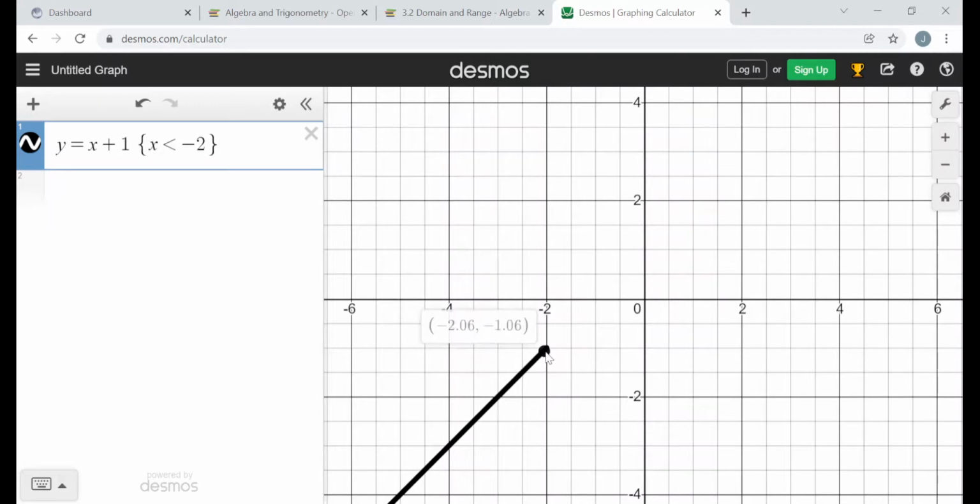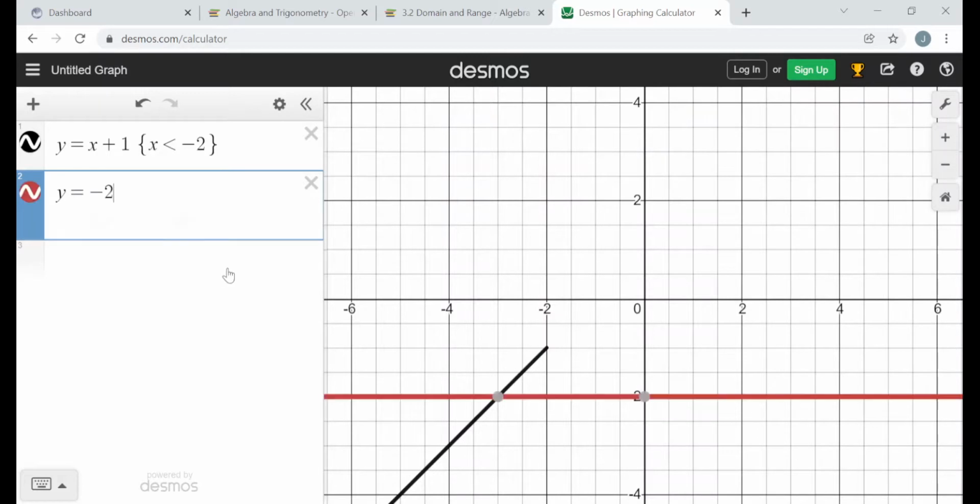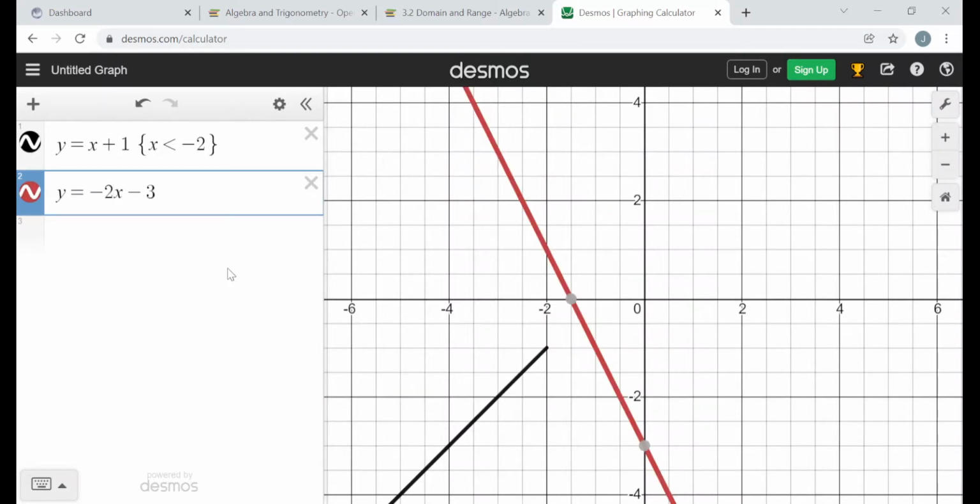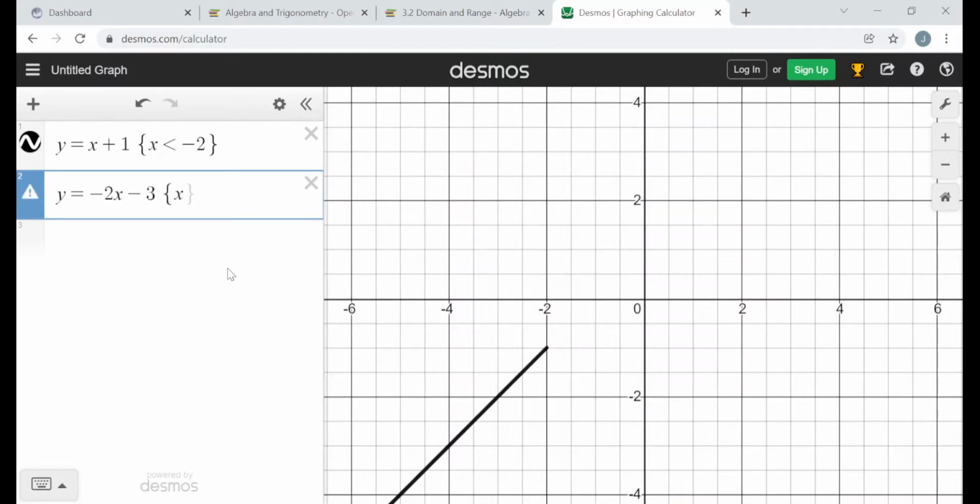Now notice again the hole here at negative 2, negative 1. There's negative 2 comma undefined. It's not there. But then the rest of the points are solid because they actually belong. Then the second piece, y equals negative 2x minus 3. But again, I don't want that. If I leave that entire line there, it's not a function anymore. It doesn't pass the vertical line test. So I only want the piece of it where x is greater than or equal to negative 2. And again, I'll make them the same color.